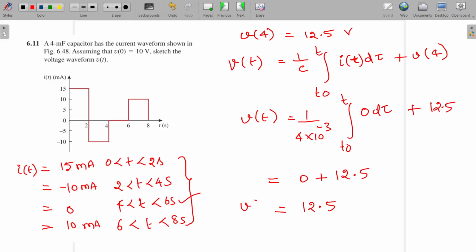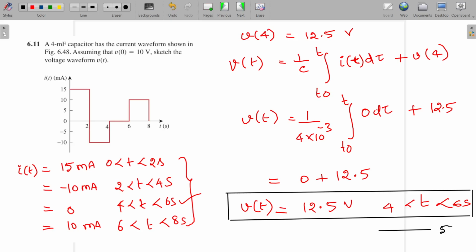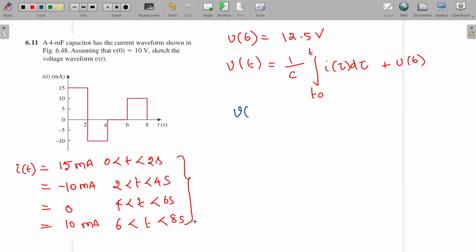So this V of t is the range that lies between 4 and 6 seconds. So that value is 12.5. Let me take this as the fifth equation. So throughout this time period 4 to 6, V of t would have the value of 12.5 volts only. Now we can find out the voltage equation for the time period 6 to 8 seconds.